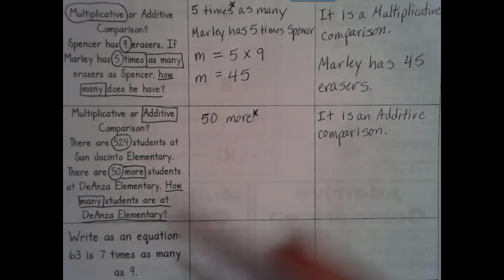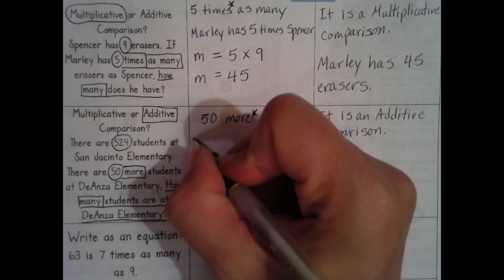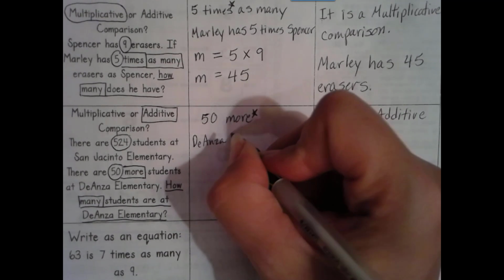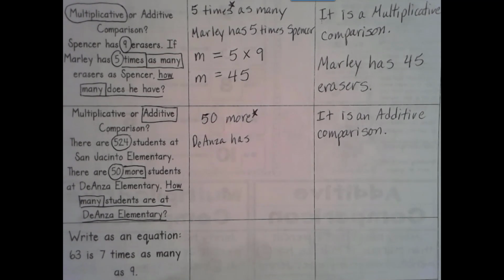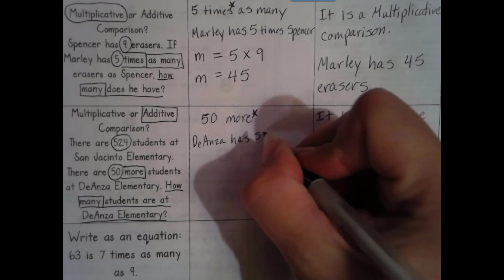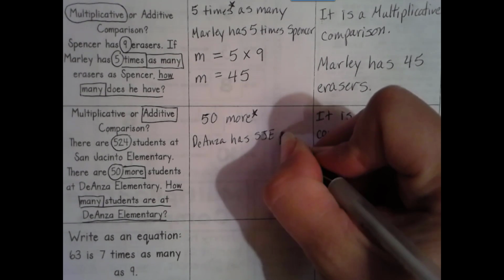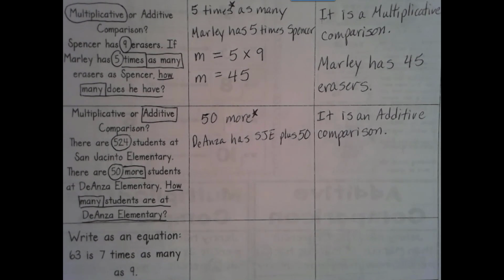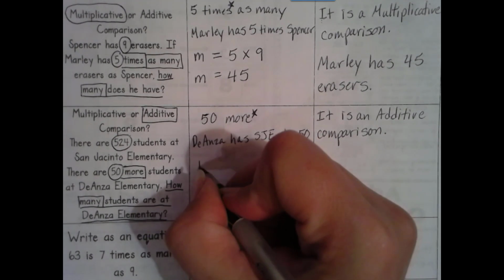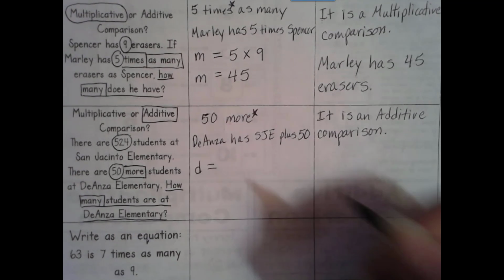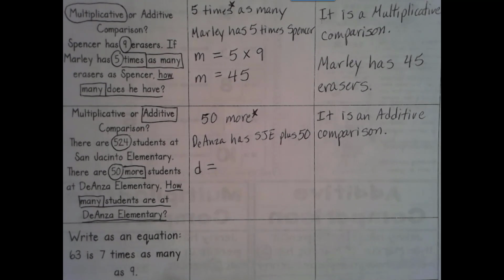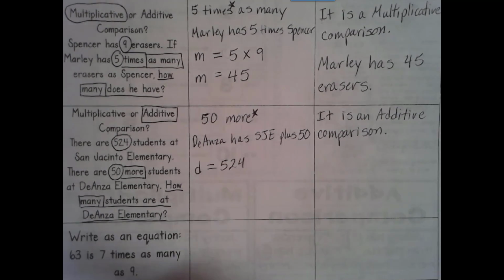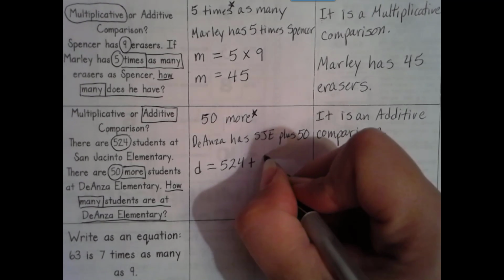So De Anza has the same amount of students as SJE plus 50. So De Anza has is my equal sign. Whatever SJE has, so that's 524 plus 50 more.